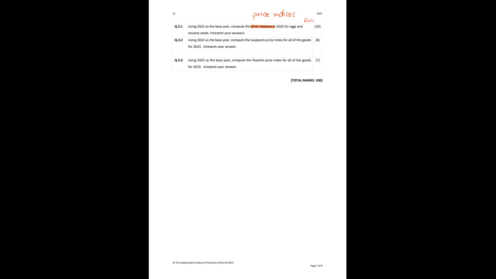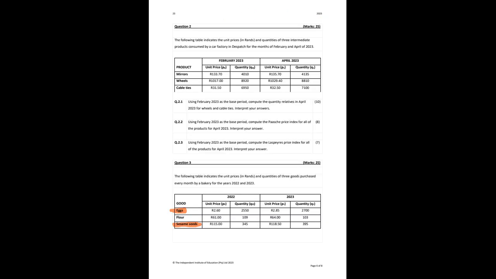So a price relative is calculated as P1 over P0 multiplied by 100. So you're going to calculate P1 over P0 times 100 for eggs, and then you're going to calculate P1 over P0 times 100 for sesame seeds, and whatever answers you get, again, compare to 100. If it's higher, it's an increase. If it's lower, it's a decrease, and interpret. So for your actual answer, it won't be a percentage. Only in your interpretation will you say that there was a percentage increase or decrease.